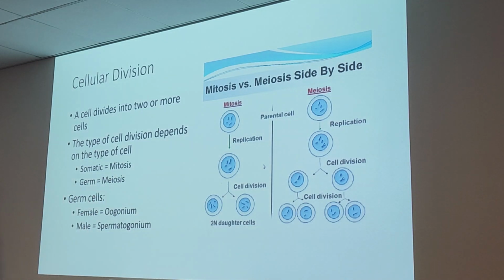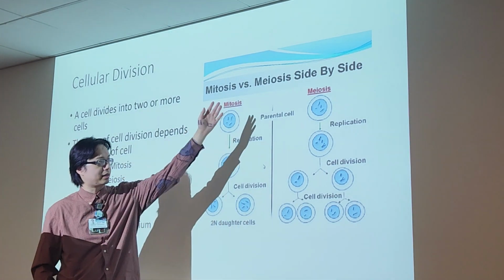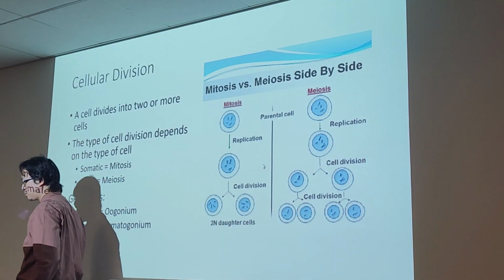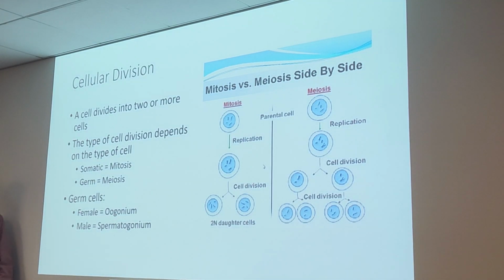Okay, so body cells divide only once, so 1 cell becomes 2. In meiosis, sperm and egg, they divide twice, and so we end up with 4 cells. The scientific names for our germ cells, rather than egg and sperm, are oogonium and spermatogonium.